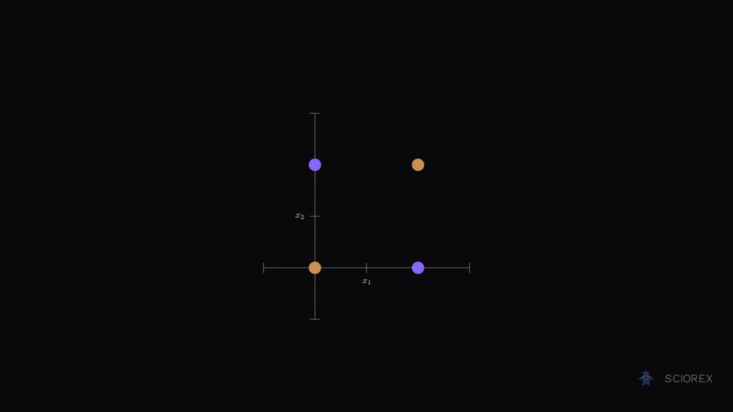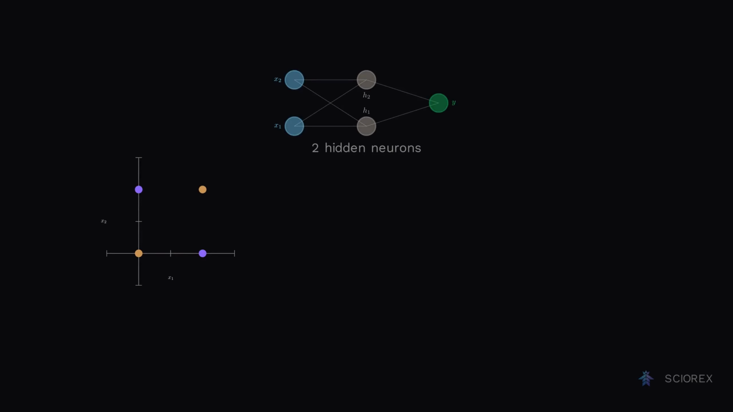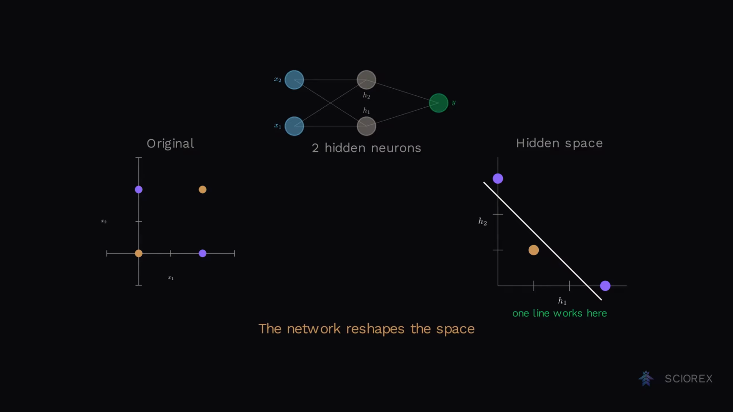Remember XOR? A single neuron can't solve it. But watch what happens when we stack two neurons and add one simple ingredient, a fold. That just worked. Same data, same goal, but a completely different internal geometry. The network didn't find a better line, it warped the space so that a line was enough. That idea, learning to reshape the space, is the single most important concept in deep learning. By the end of this episode, you'll understand exactly how it works, and you'll build it yourself in code.